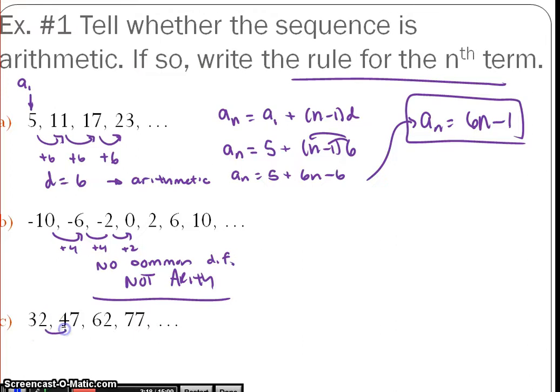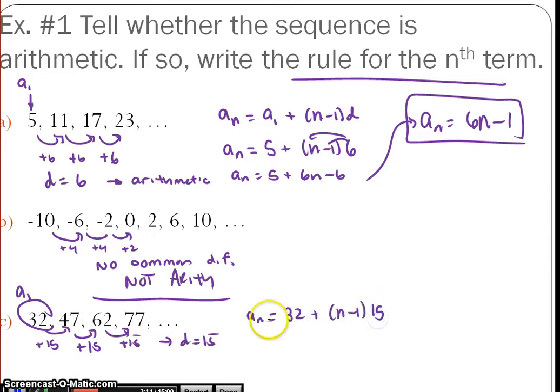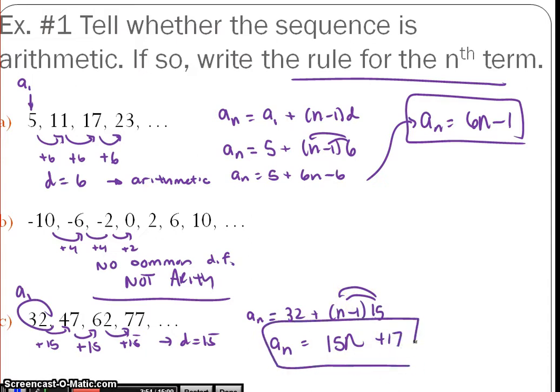The last sequence: 32 to 47, add 15. Up to 62, you have to add 15. Up to 77, add 15. That tells you D is 15. 32 is the first term, so that's my A1. So A sub n is 32 plus n minus 1 times D, which is 15. Write it in standard form. A sub n is 15 times n, and then 32 minus 15, doing a step in my head there, gets 17. So this is arithmetic.